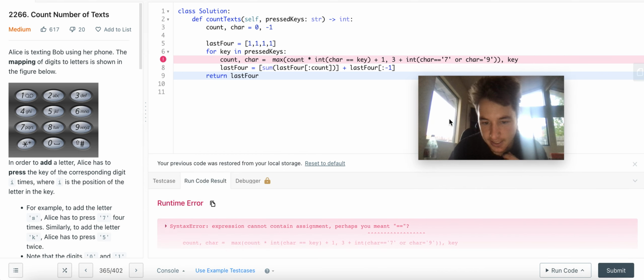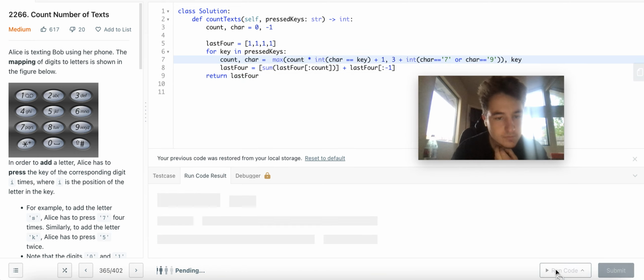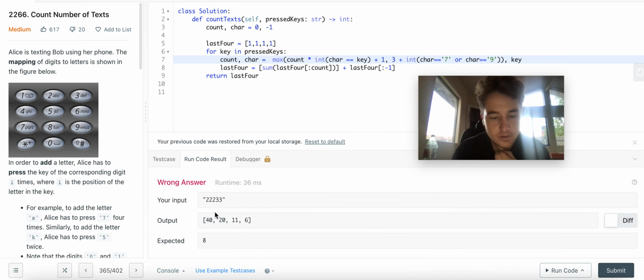And then we get a syntax error. Perhaps you meant equal equal. I did mean equal equal. This is saying 40, so I already know this isn't good.